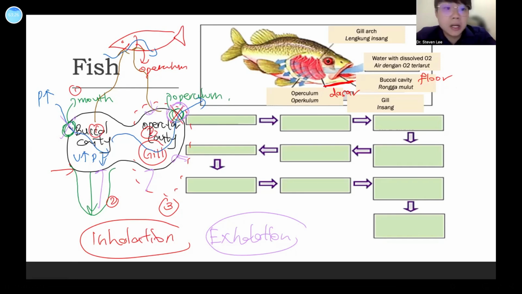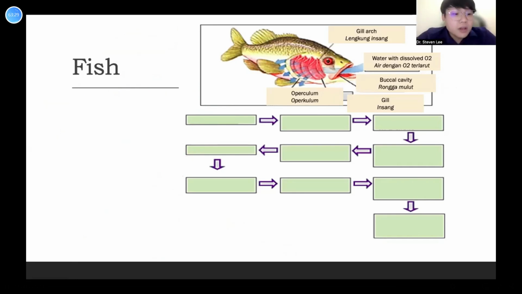Are you clear or blur? Okay, if you're blur, never mind. I cut this off. Just tell me, inhalation and exhalation, each of them have how many steps? Tell me. 3 only, you don't scare me more. Got 4. Each of them got 4.